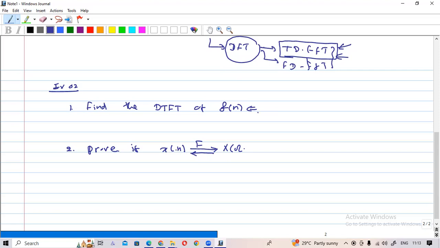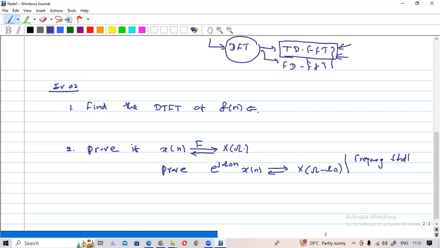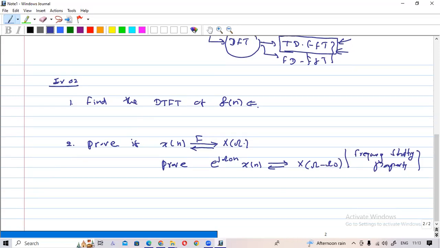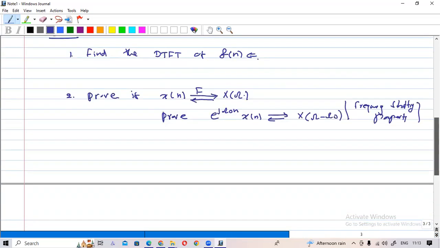If the Fourier transform of xn is x omega, then prove that the Fourier transform of e to the power j omega naught n times xn is x of omega minus omega naught. Actually, this is the frequency shifting property. I ask you to prove this frequency shifting property. That is very simple. And the third question I gave you.